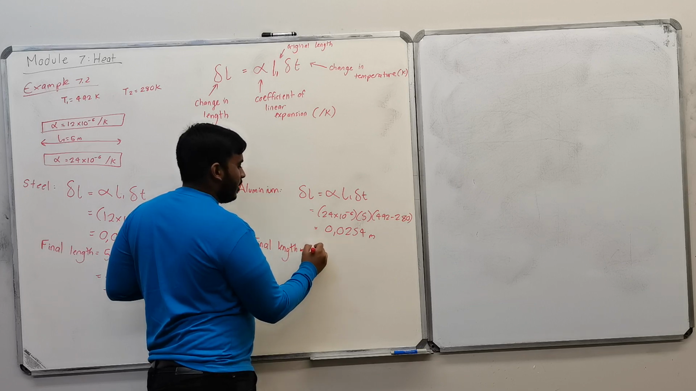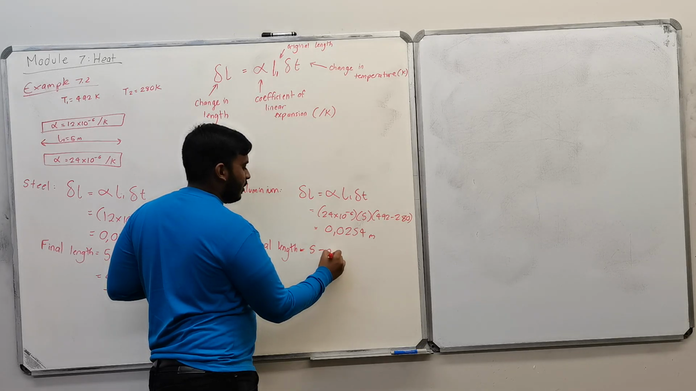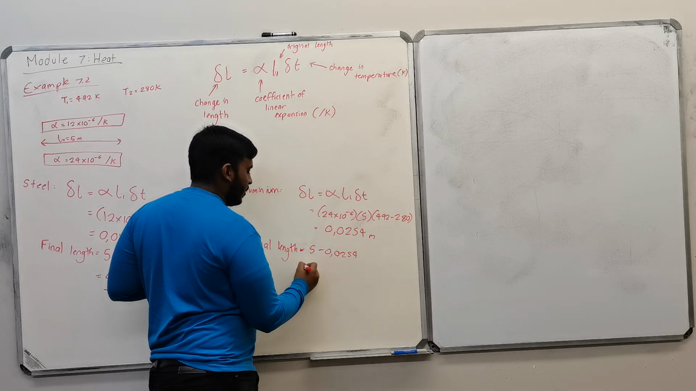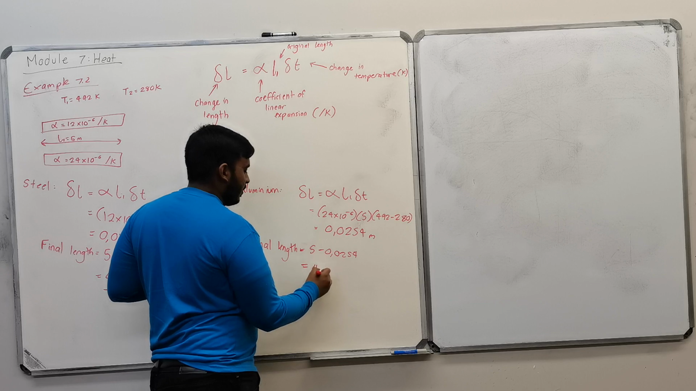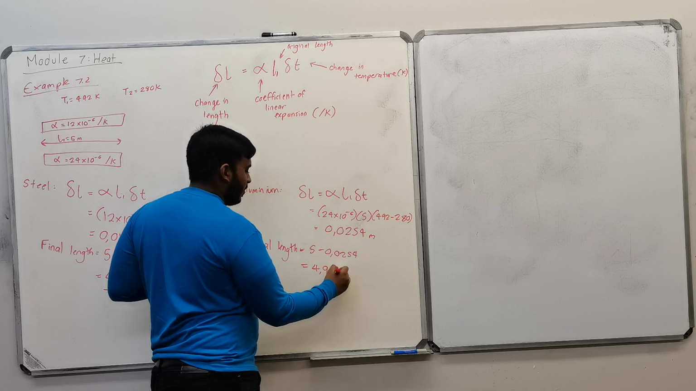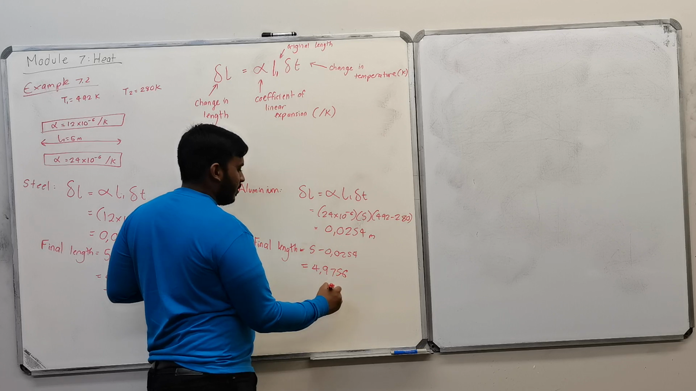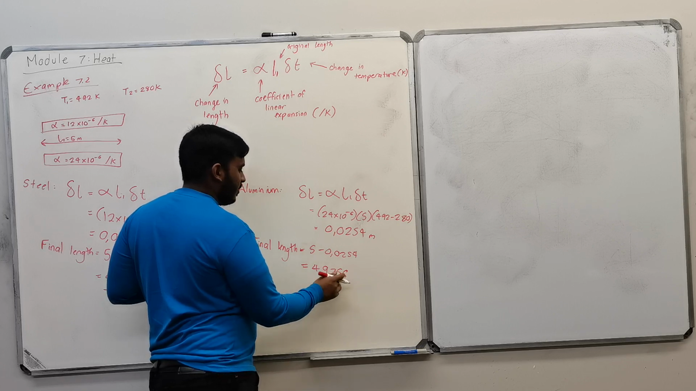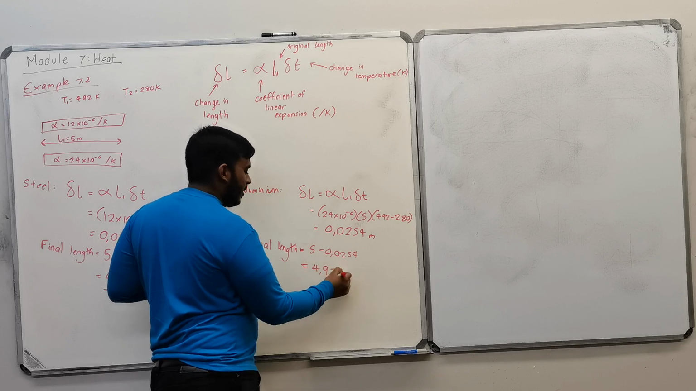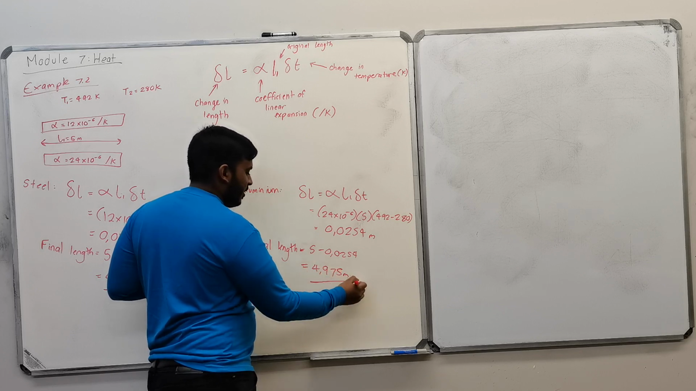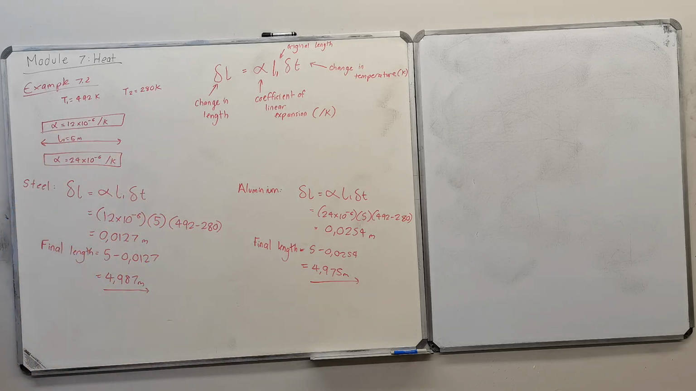So to calculate the final length of the aluminium, it would be 5 minus 0.0254, which is 4.9746. Okay, but anyway, there you go. Everybody understand what I did here? Not difficult, right? Okay, so this is the first formula you need to know. So on page 163, highlight that block.